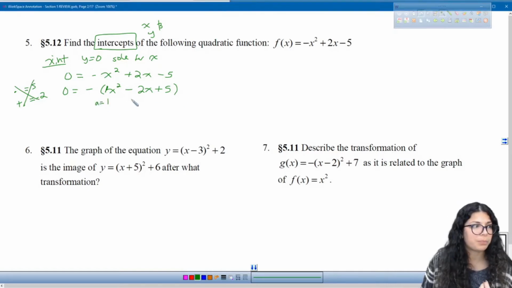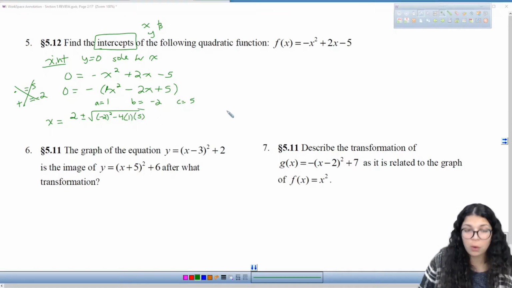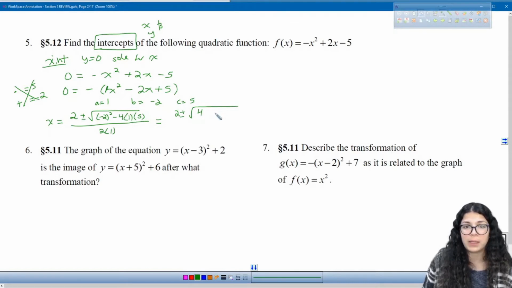So the a value is 1. The b value is negative 2, and the c value is 5. So we're going to go ahead and use the quadratic formula. Negative b, negative 2 would be positive 2, plus or minus the square root of b squared, which is negative 2 squared, minus 4 times the a value, 1, times the c value, 5. And this is all over 2 times the a value, which is 1. Simplifying by terms, negative 2 squared is 4. Negative 4 times 1 is negative 4, times 5 is negative 20. So that's minus 20. And 2 times 1 is 2.